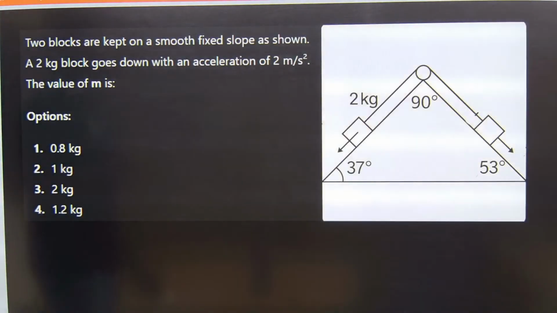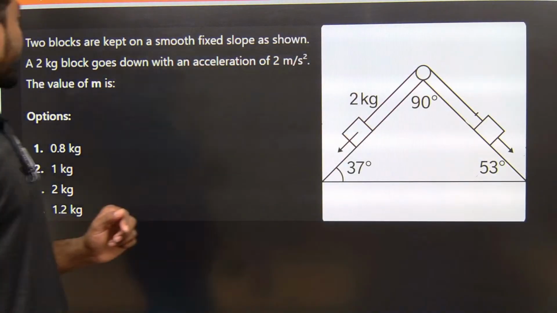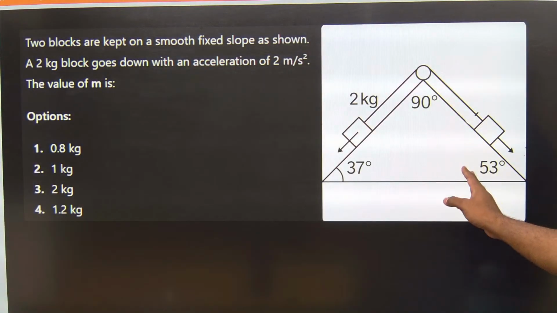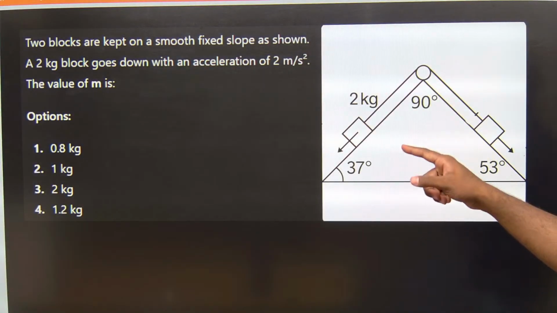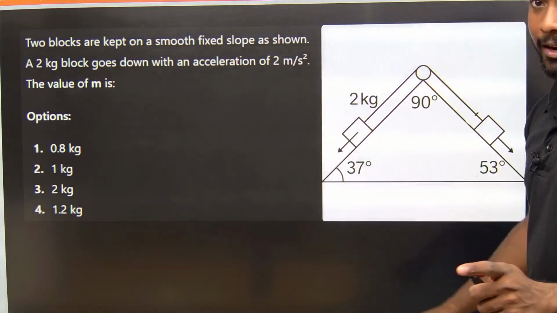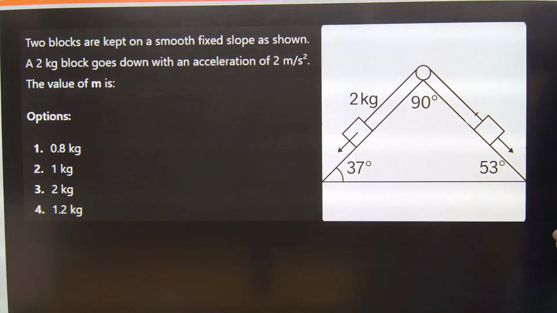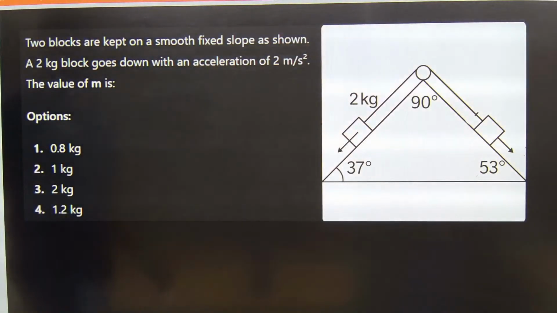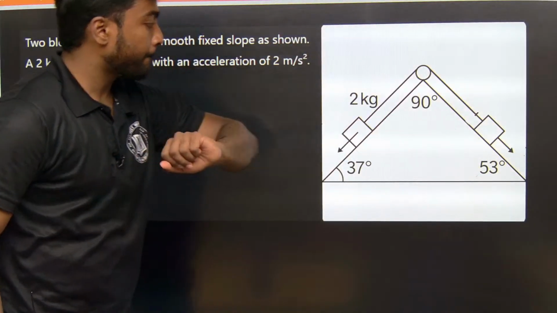So here is the next question. Two blocks are kept on a smooth fixed slope as shown in the given figure. A 2 kg block goes down with an acceleration of 2 meter per second squared. The value of m they are asking. So this is the thing I need to find here, the value of this block I need to find.